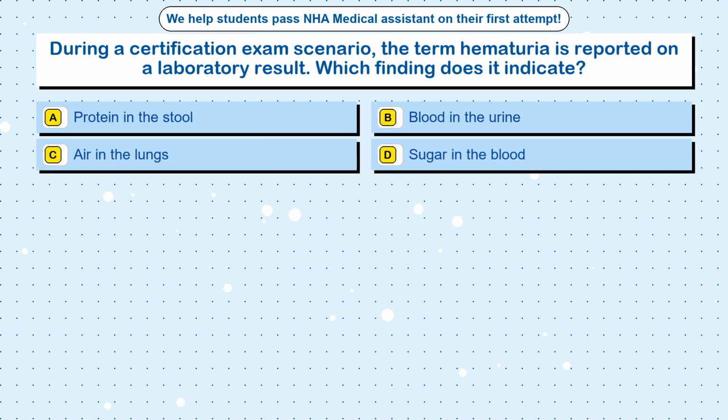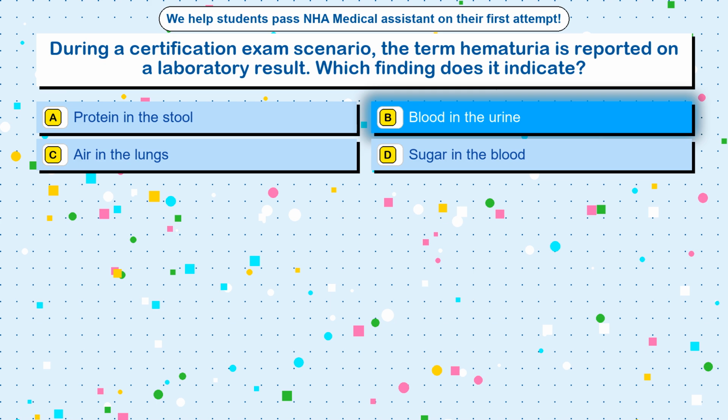Question 19. During a certification exam scenario, the term hematuria is reported on a laboratory result. Which finding does it indicate? Option A, protein in the stool. Option B, blood in the urine. Option C, air in the lungs. Option D, sugar in the blood.